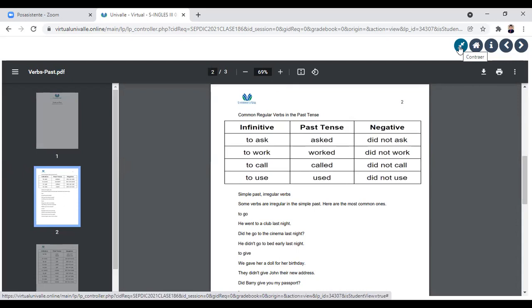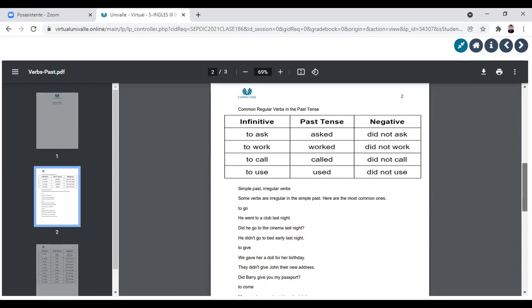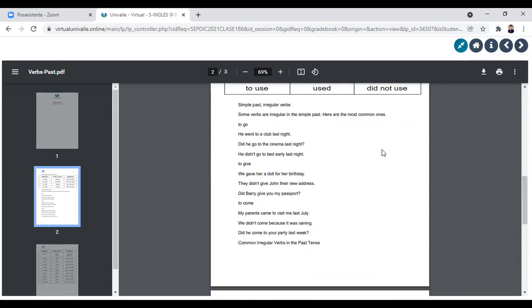For example, the verb to go, that is the infinitive. The simple past form is went. An example: He went to a club last night. Did he go to the cinema last night? He didn't go to bed early last night. To give is another irregular verb that we have in English, and its past tense form is gave. Here we have some examples: We gave her a doll for her birthday. They didn't give John their new address.